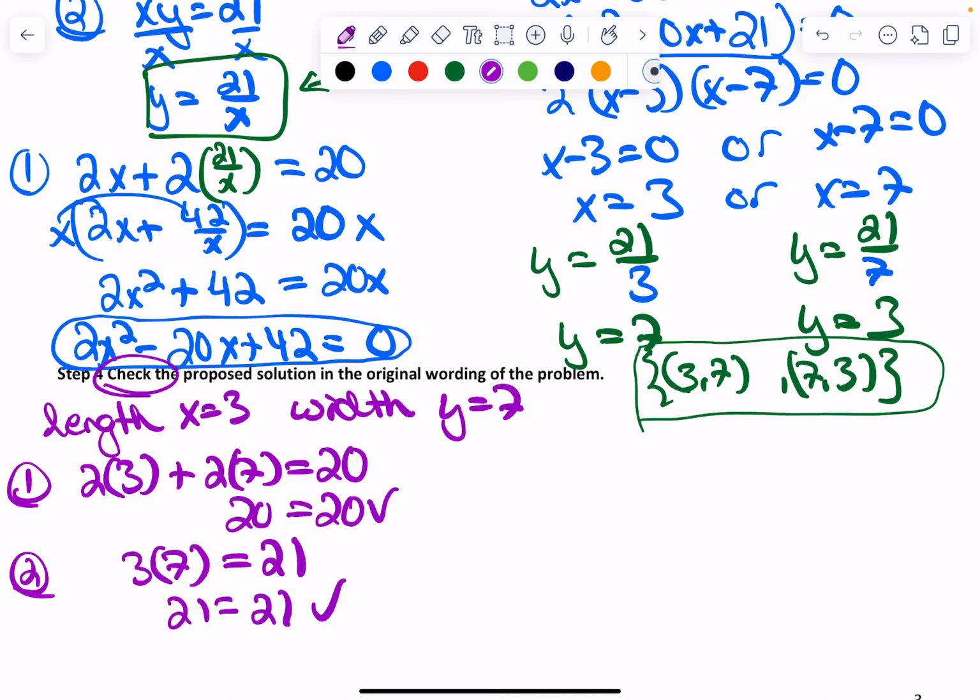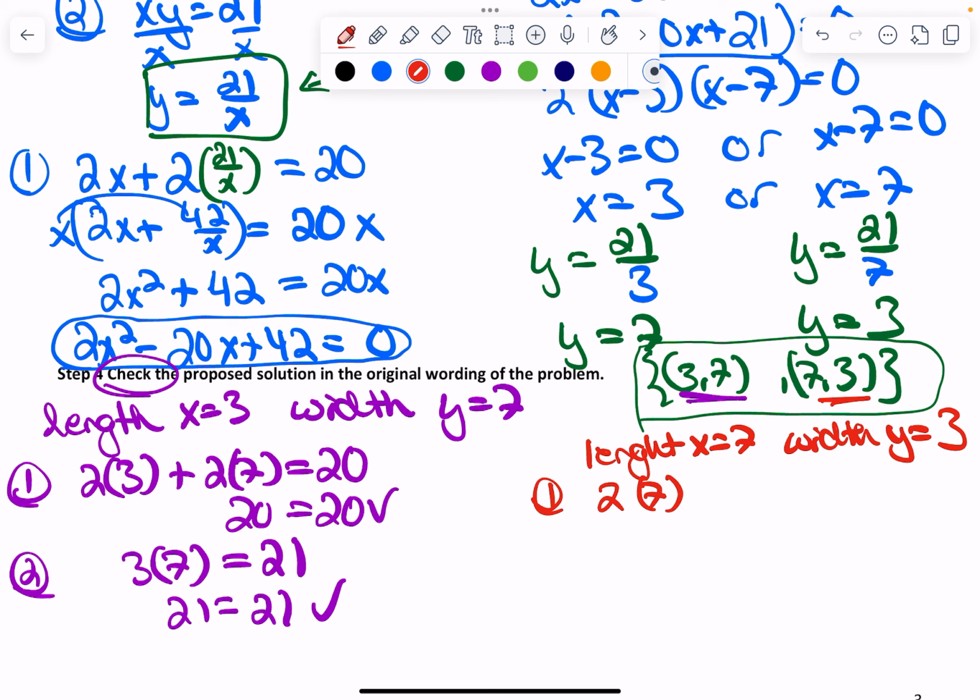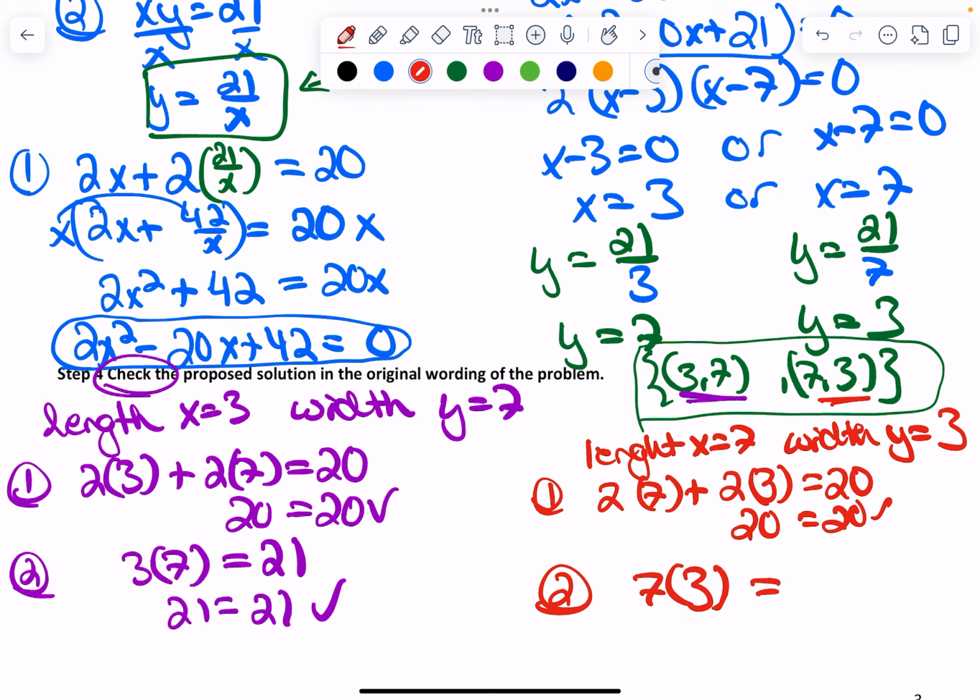Now, remember this was the first one. Now we're going to take the second one where our length x is 7 and width y is 3. So our first one is going to be 2 times 7 plus 2 times 3 equals 20. Well, yes, that is 20, so that is correct. And then our area is going to be 7 times 3, which is 21, so yes, that is 21.